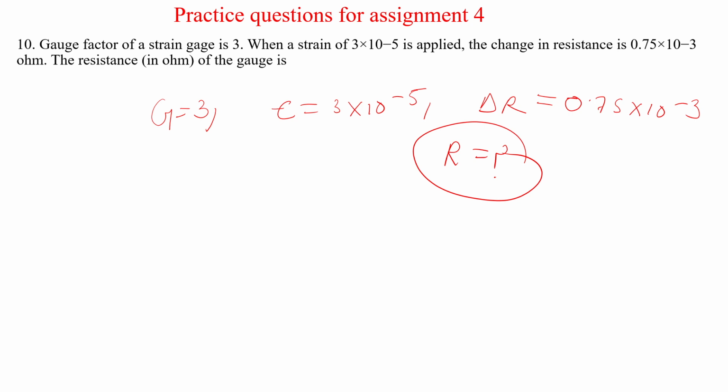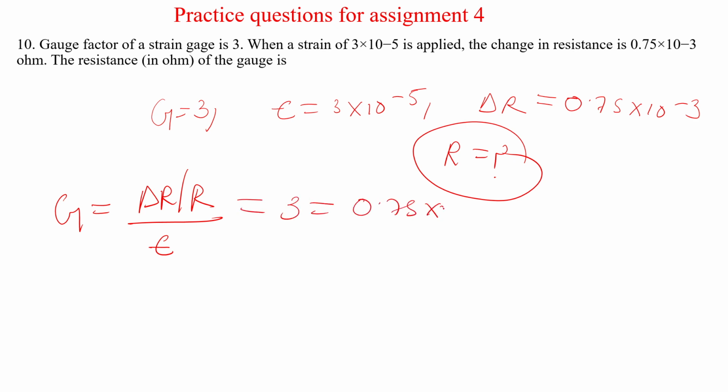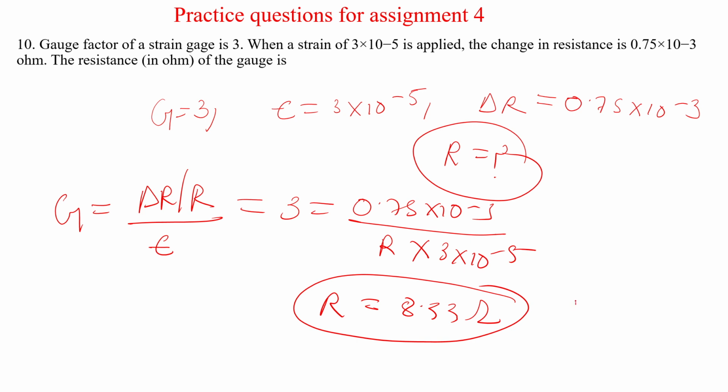Sir, 8.33. So how will we do that? We know gauge factor is equal to del R by R upon epsilon. Then 3 is equal to del R, which is 0.75 into 10 to the power minus 3, upon R into epsilon, which is 3 into 10 to the power minus 5. So R is coming around 8.33 ohm. Right? So this is the answer. Everyone got it, na?